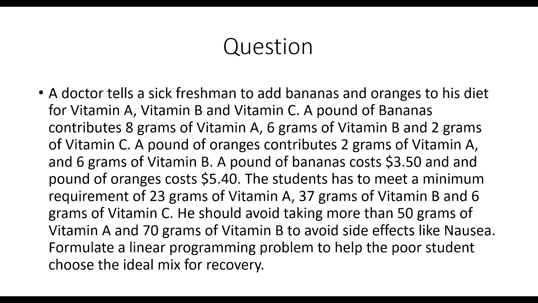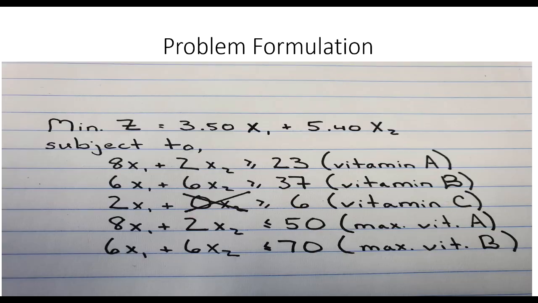We also have 5 constraints. We have a minimum amount of vitamin A, a minimum amount of vitamin B, and a minimum amount of vitamin C. We also have a maximum amount of vitamin A and a maximum amount of vitamin B. So we have a total of 5 constraints and 2 decision variables.